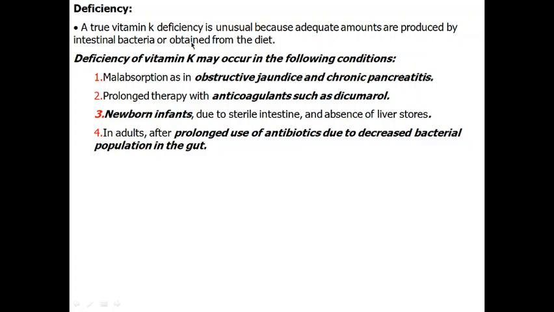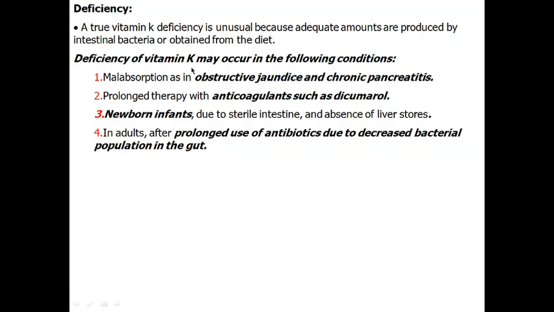Deficiency of vitamin K is rare or unusual. Why? Because adequate amounts are produced by intestinal bacteria, as we mentioned, supplying vitamin K2. So vitamin K2 is supplied by the intestinal bacteria, or in adults it can be supplied from the diet, from the plants, as vitamin K1.